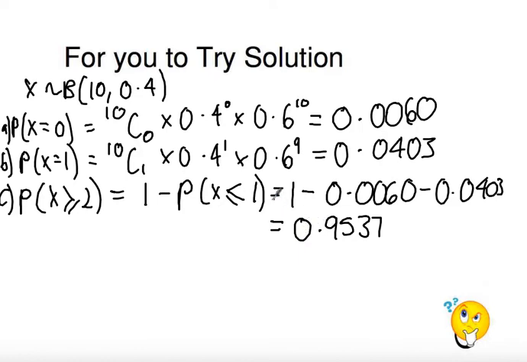Now, as you can see, this is great if you just need to work out probabilities of individual items, or you're told specifically that you need to use the binomial formula, but there are quicker ways. And quicker ways are using something called the binomial tables. So let's have a look at them.